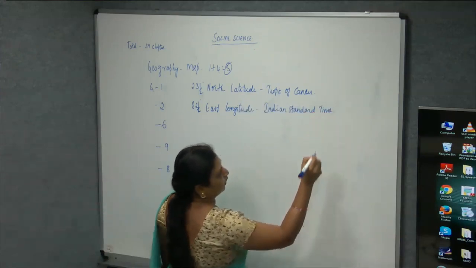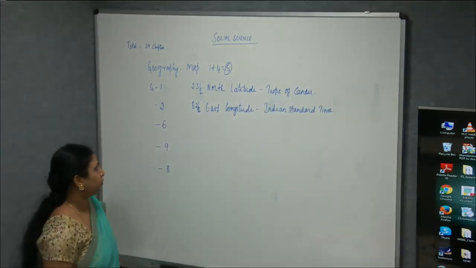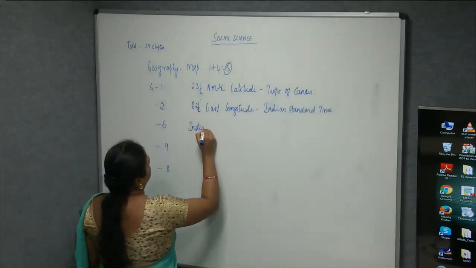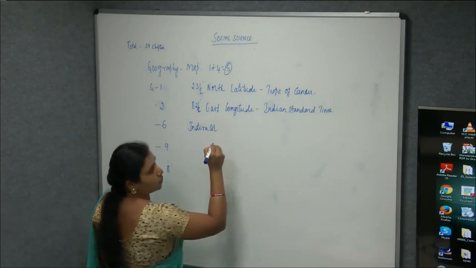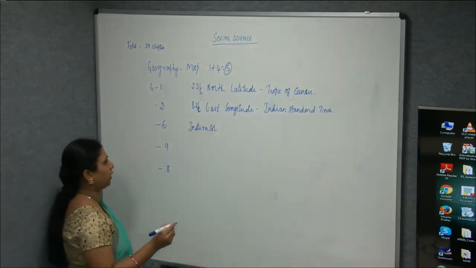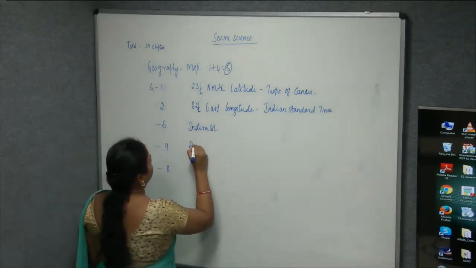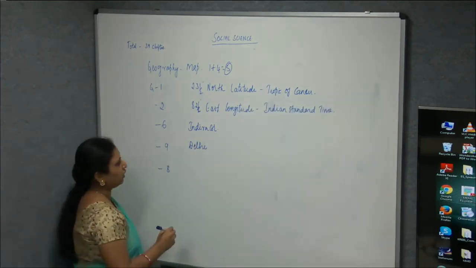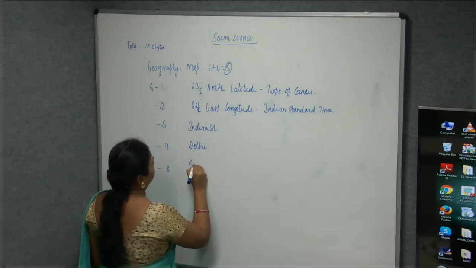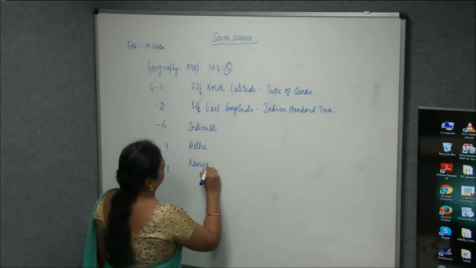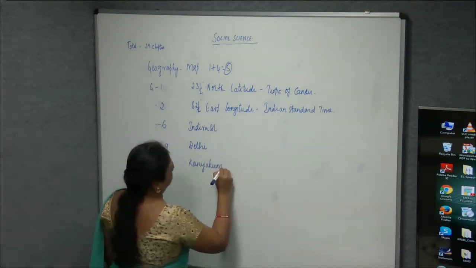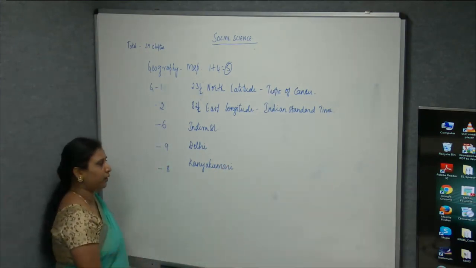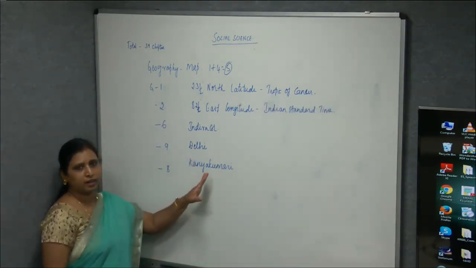Indian Standard Time. Okay, and then from this lesson Indira Col, so it is called the northern tip of India. Okay, and then Delhi, the capital city, and Kanyakumari. So when they ask for the southern tip of the Indian landmass, we should draw Kanyakumari.